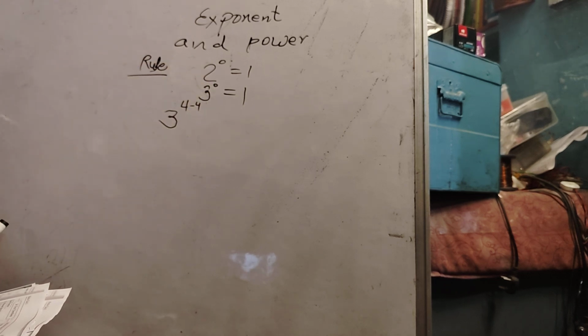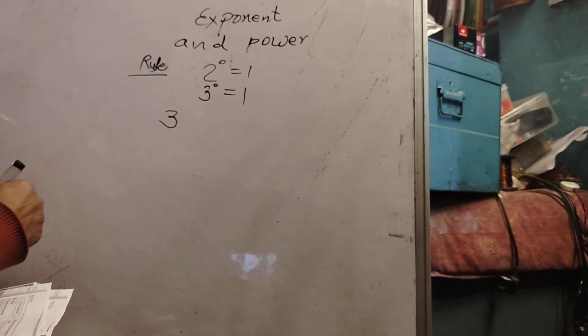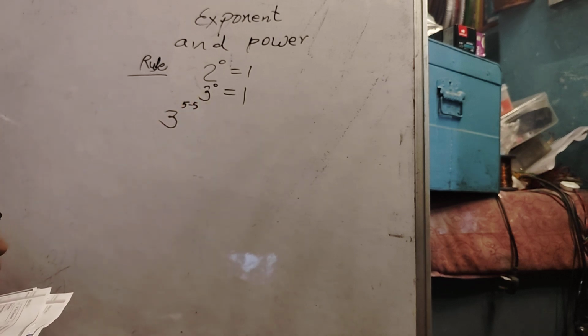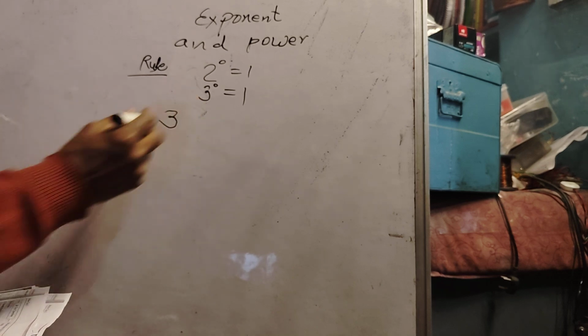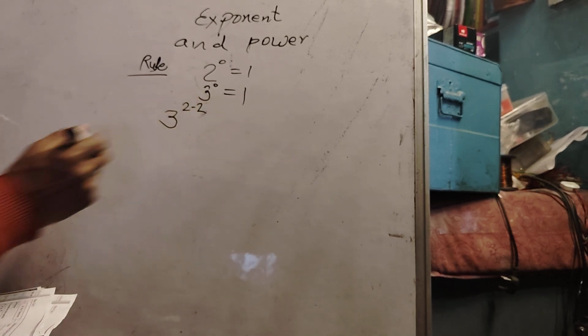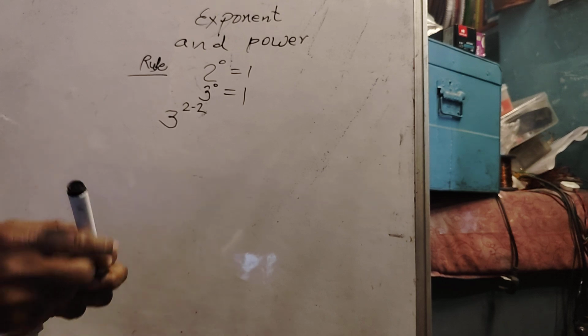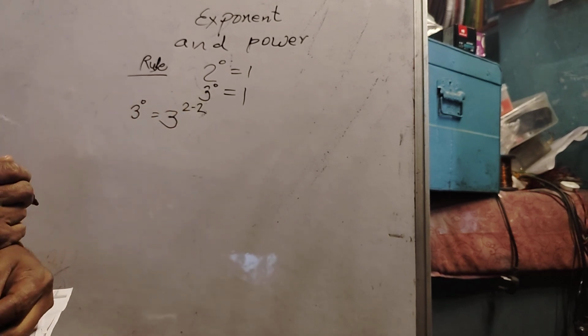If I want to change this number, I can write 5 minus 5. Is it 0 or not? 5 minus 5 is 0. Instead of 5, I can also write 2 minus 2. So 3 power 0, I can write as 3 power 2 minus 2, or 4 minus 4, or 5 minus 5.